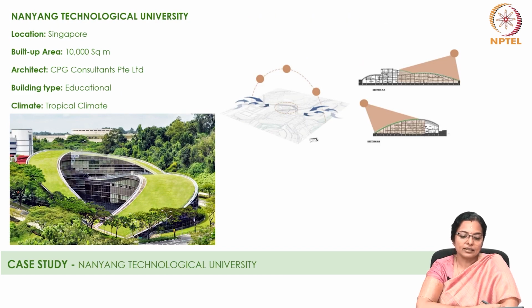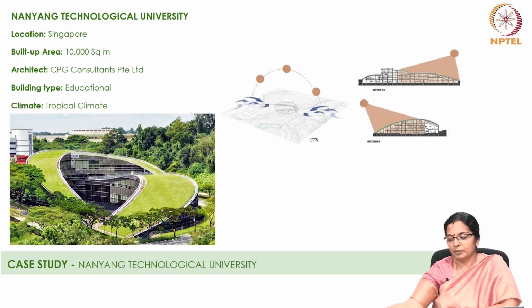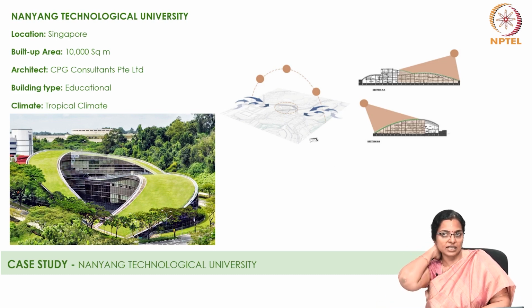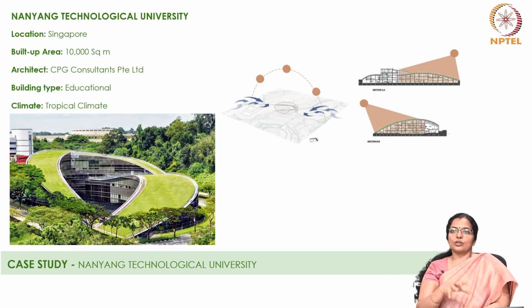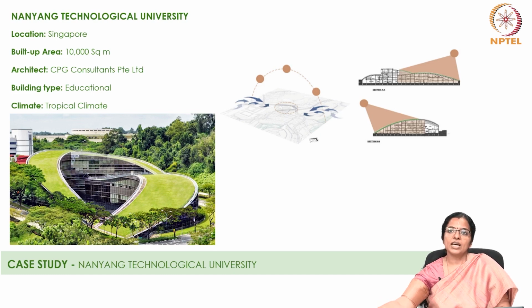We will now see another case study, which is the Nanyang Technological University at Singapore. It has a built-up area of 10,000 square meter, designed by CPG Consultants Private Limited. It's an educational building in a tropical climate. Malaysian buildings receive high solar radiation, mainly in the west and east facades in the afternoon. The sloping green roof has helped to minimize the west openings and shades the rest of the building.